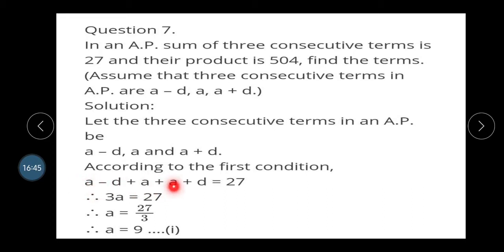So here we got how many A, students? 1, 2 and 3. So it becomes 3A. This is minus D and this is plus D. Same term and opposite sign gets cancelled. So D is nowhere over here. So 3A equal to 27. We will be dividing by 3 on both the sides. So we get A equal to 27 upon 3. So the value of A is 9. This we will give as 1.